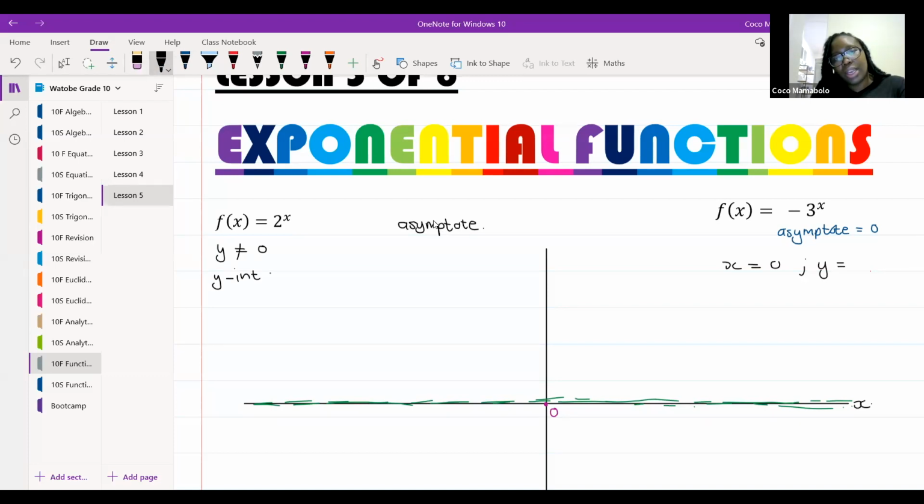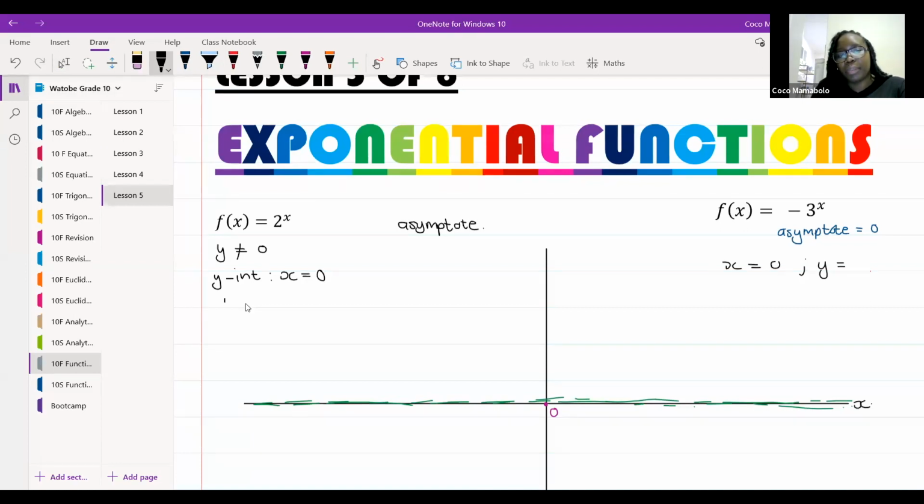Now, tell me again, what do I need for a y-intercept? What does x need to equal? Good. x needs to equal 0. So we're going to go over here and we're going to replace x with 0.